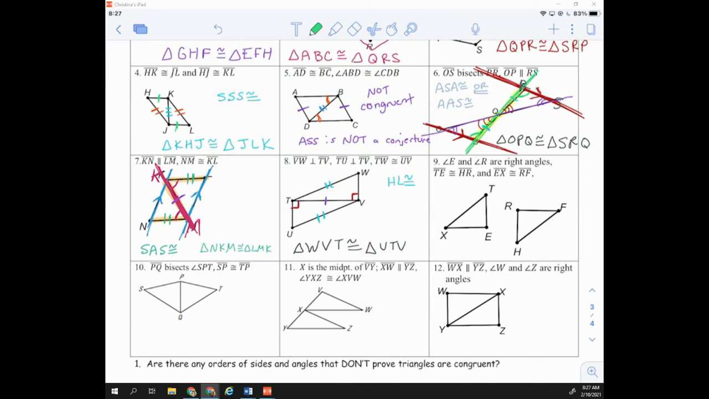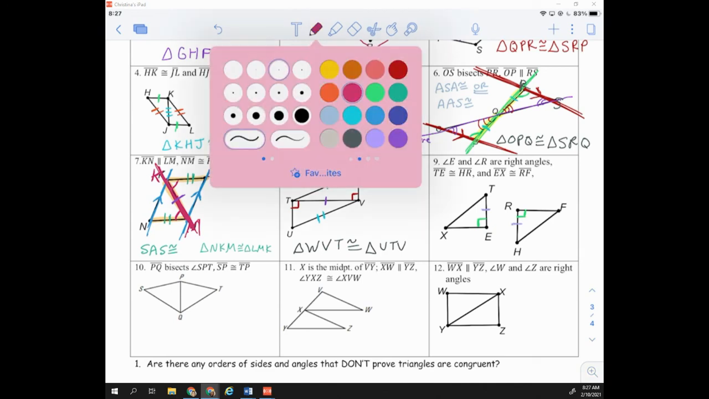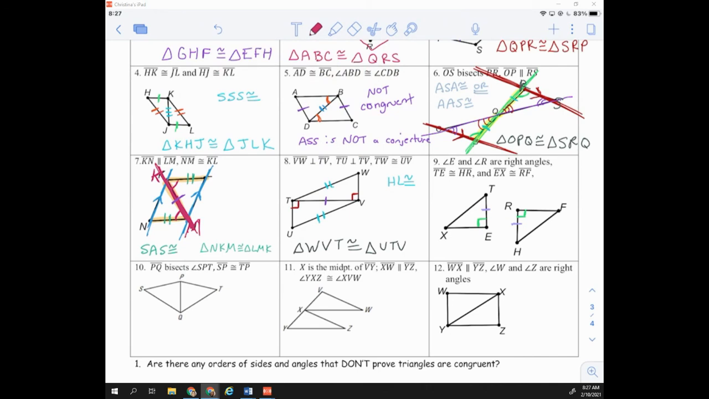Angle E and angle R are right angles. So we're not just marking them congruent, we're going to mark them as right angles. TE is congruent to HR. And EX is congruent to RF.